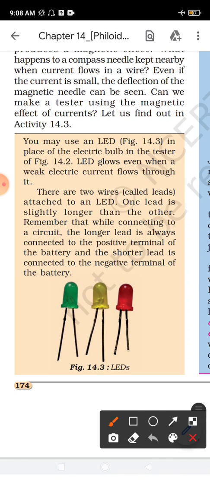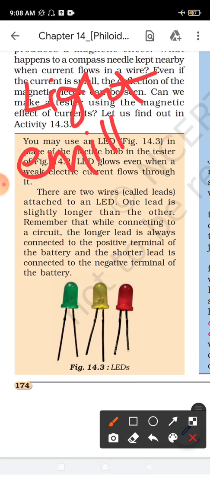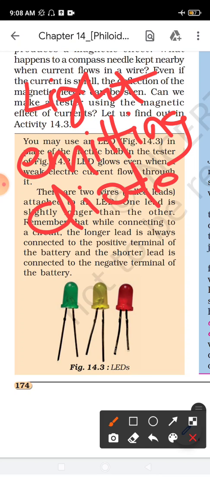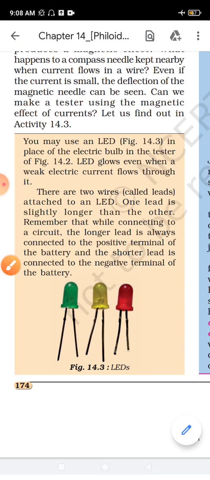The full form of LED is light emitting diode. Okay, this is the full form of LED, light emitting diode. So why should we use LED in place of a bulb? That we are going to understand after reading this.